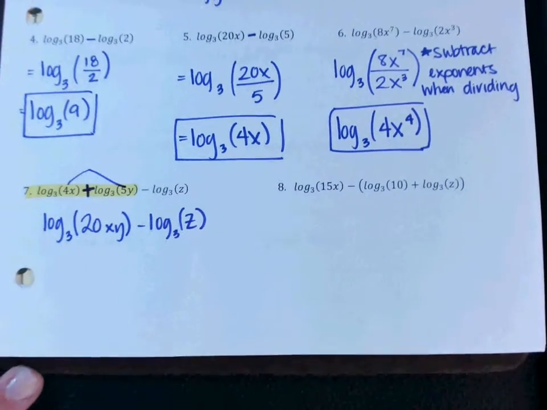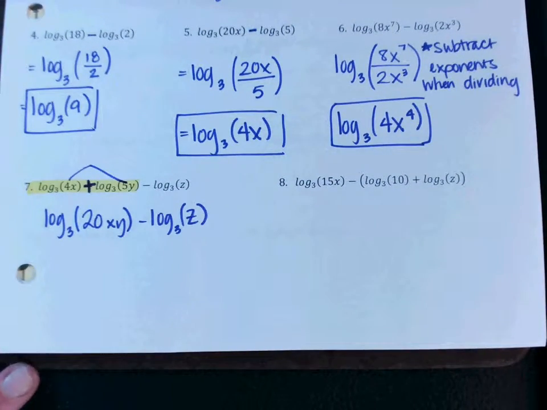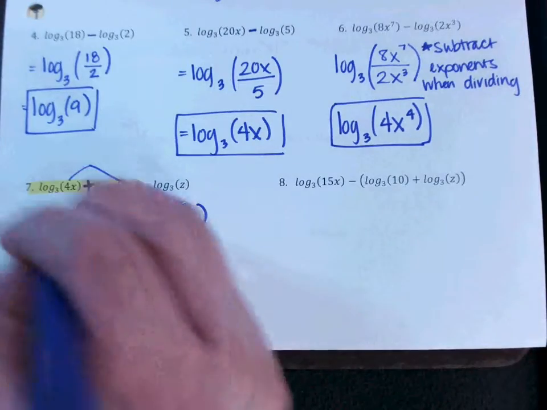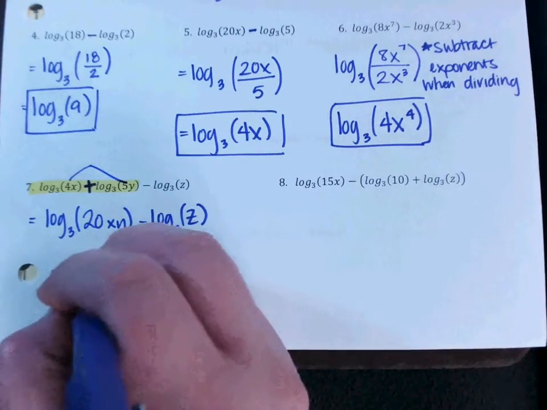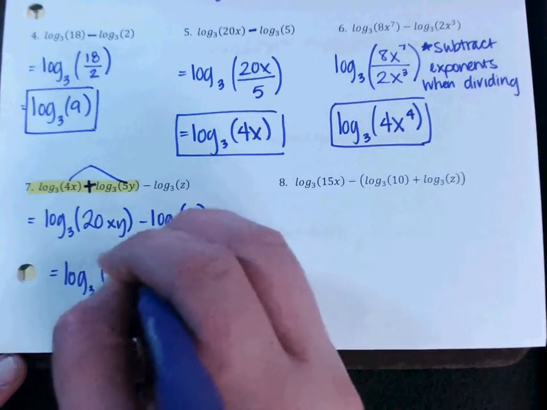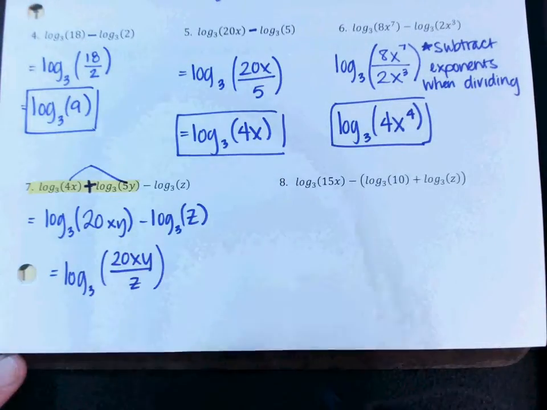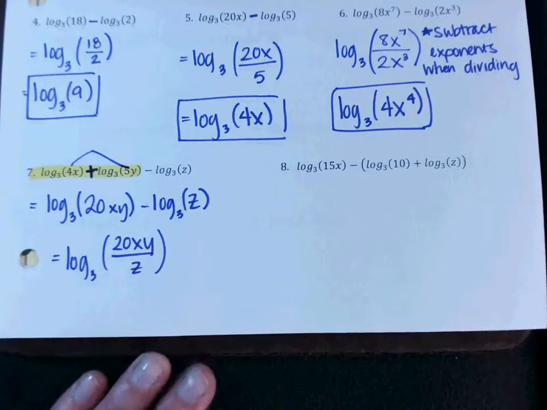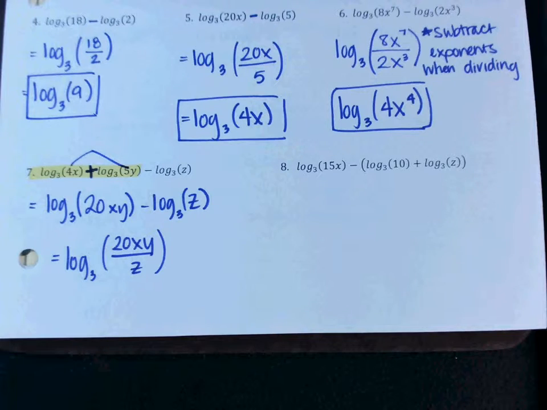Okay, well then in my next step, I'm going to put those two together. What will I do with 20xy and log z if they're minused? Yep, that's right. So it'd be log little 3, 20xy on top, z on bottom. So the two that are added or multiplied are going to stick together on the top, and the one that you're minusing is going to end up on the bottom because you're dividing it.